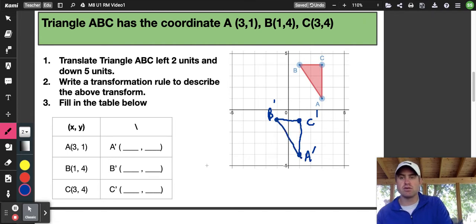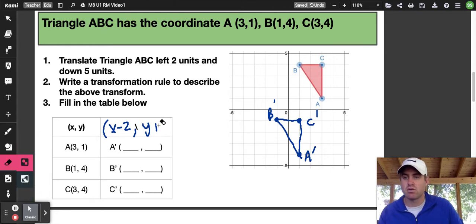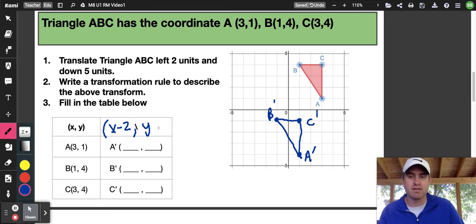Now, the other thing we've been asked to do is write a coordinate rule and fill in some ordered pairs. So our coordinate rule for left 2 would be x minus 2, comma, y, not plus, but minus, because we're headed downhill. Right? We're going down. So y minus 5, negative is always down and left.